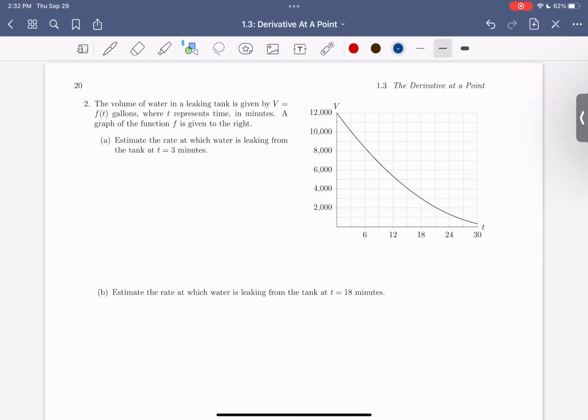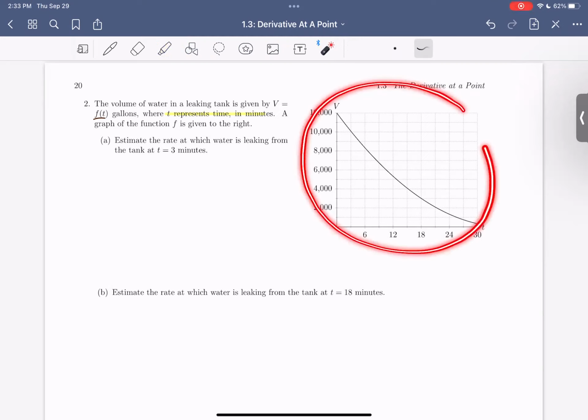Hello, everyone. In this video, we're going to look at the second exercise and example coming from 1.3, the derivative at a point of our notes. In this question, we're told the volume of water in a leaking tank is given by V equals F of T gallons, where T represents the time in minutes. A graph of the function F is given to the right.